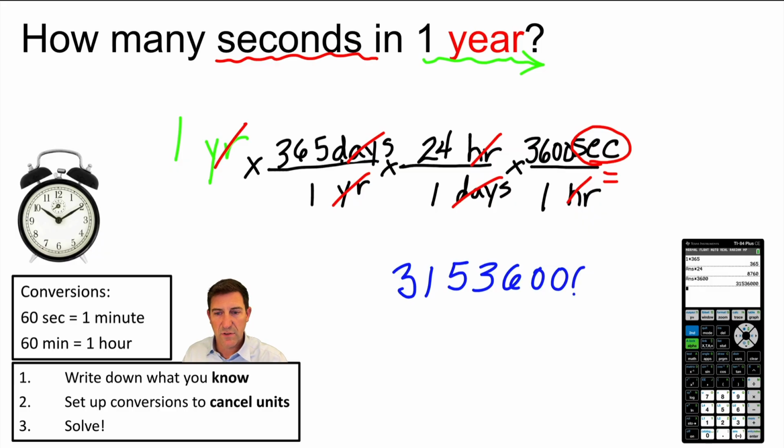31,536,000 seconds in 1 year. Okay, notice this is just the process of dimensional analysis. We're using things we understand, and we're going to keep building up to more realistic chemistry things. So stick with me.